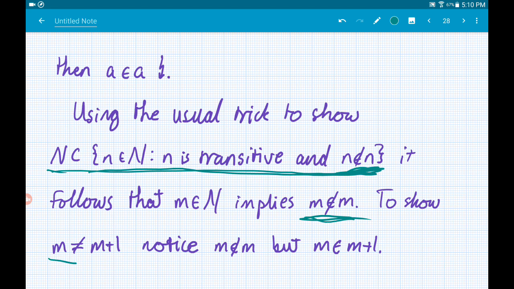To show that no element is equal to its successor, just notice that the successor contains an element which the predecessor does not, namely m itself. So there you have it.